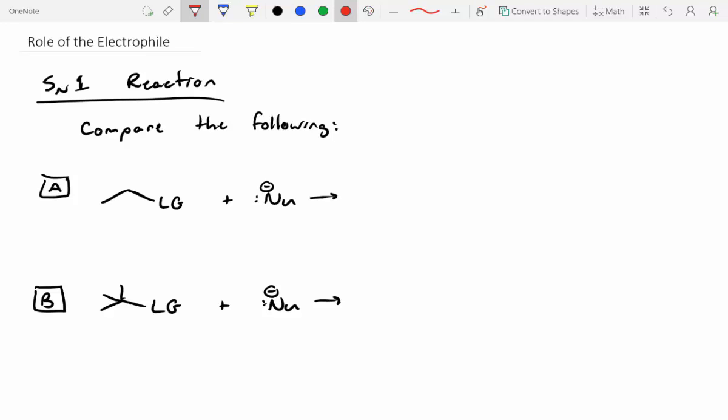Did you say we're doing both as SN1s? Yep, both as SN1 reactions. We're just going to do a simple comparison.